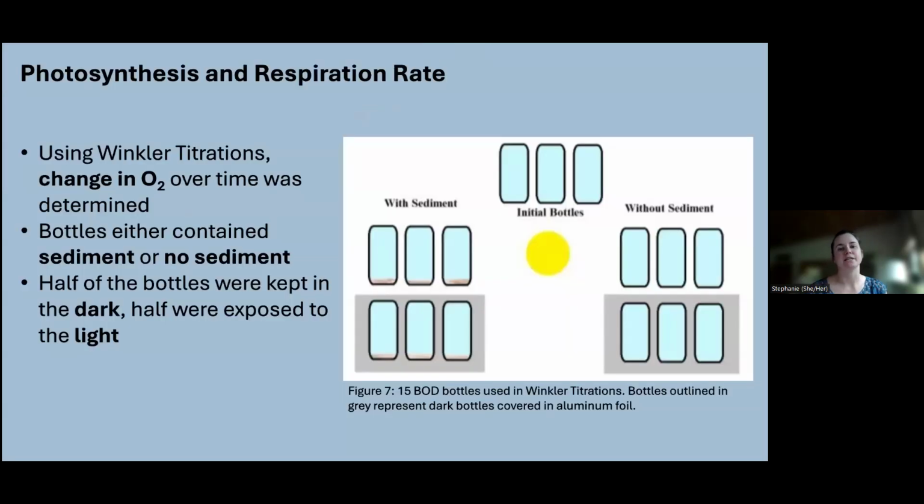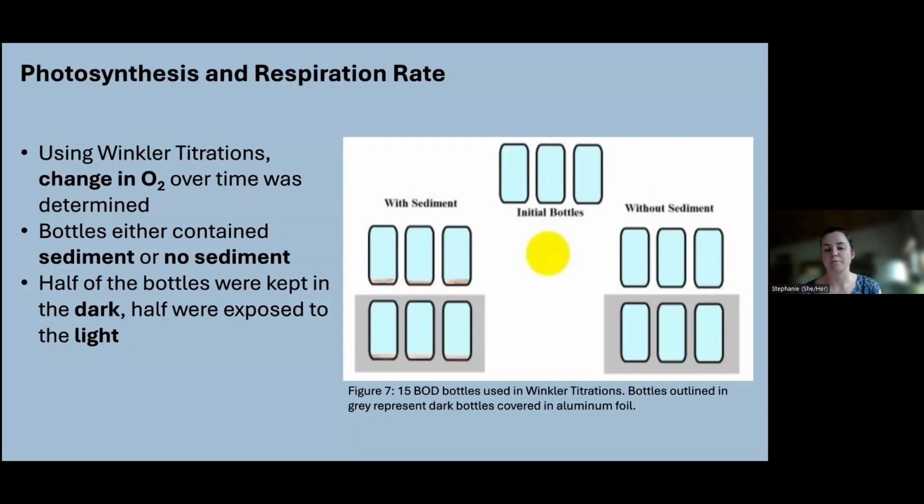Photosynthesis and respiration rate. That is the first study that I did on the first day. I collected glacial water from the cryoconite holes from a total of 13 holes. I filled 15 BOD bottles with that glacial water to use Winkler titrations to look at the change of oxygen over time. 3 of those bottles, I measured the oxygen concentration immediately. And 6 of those bottles, I put 2 to 4 millimeters of sediment in, and the other 6 I left with just the glacial water.